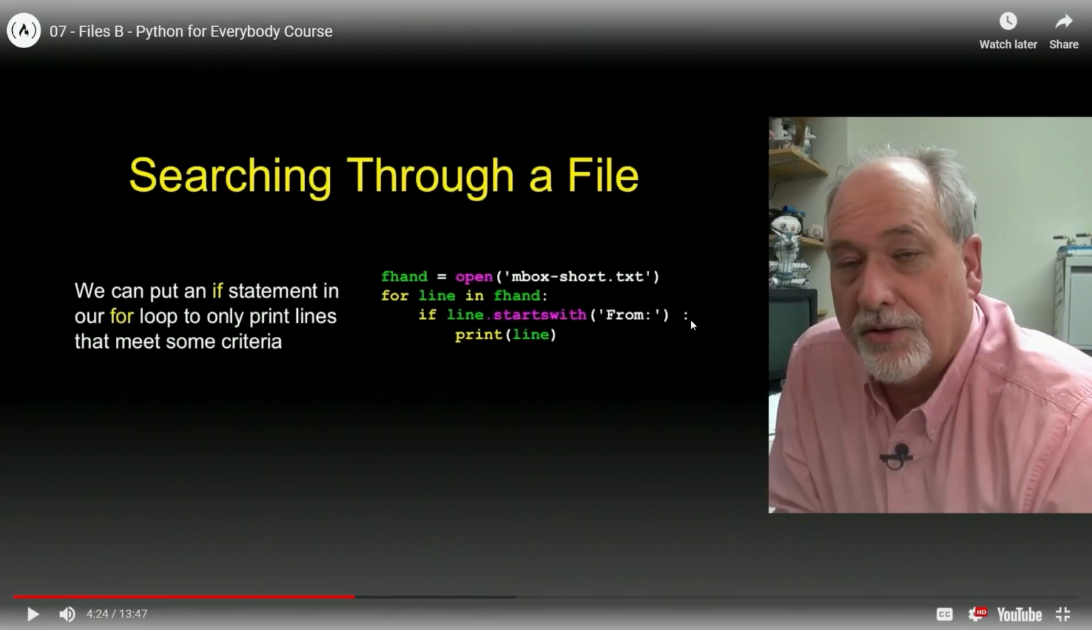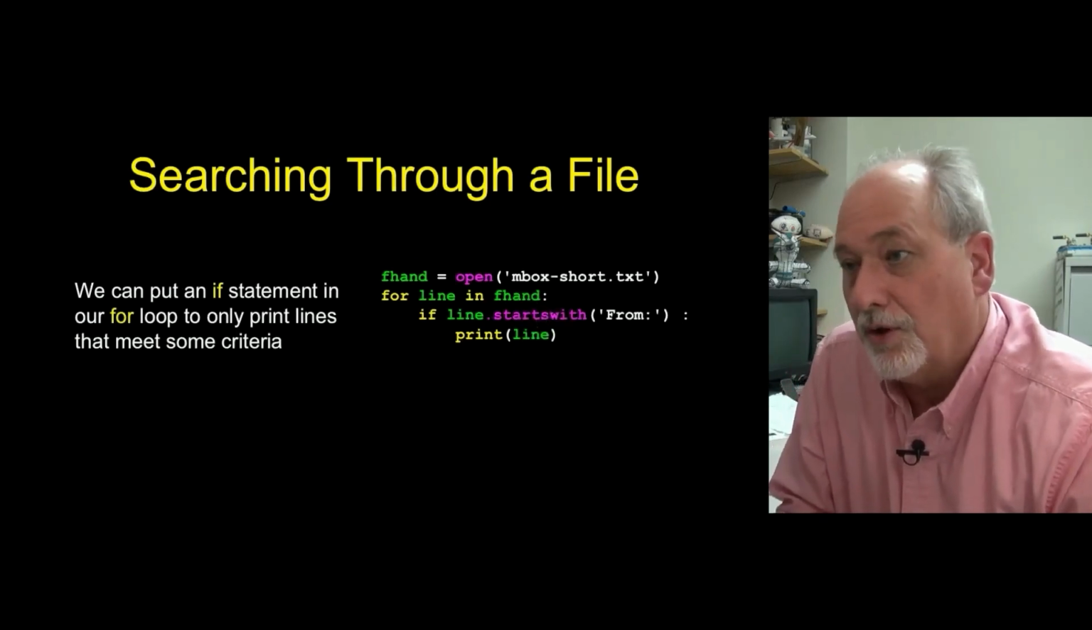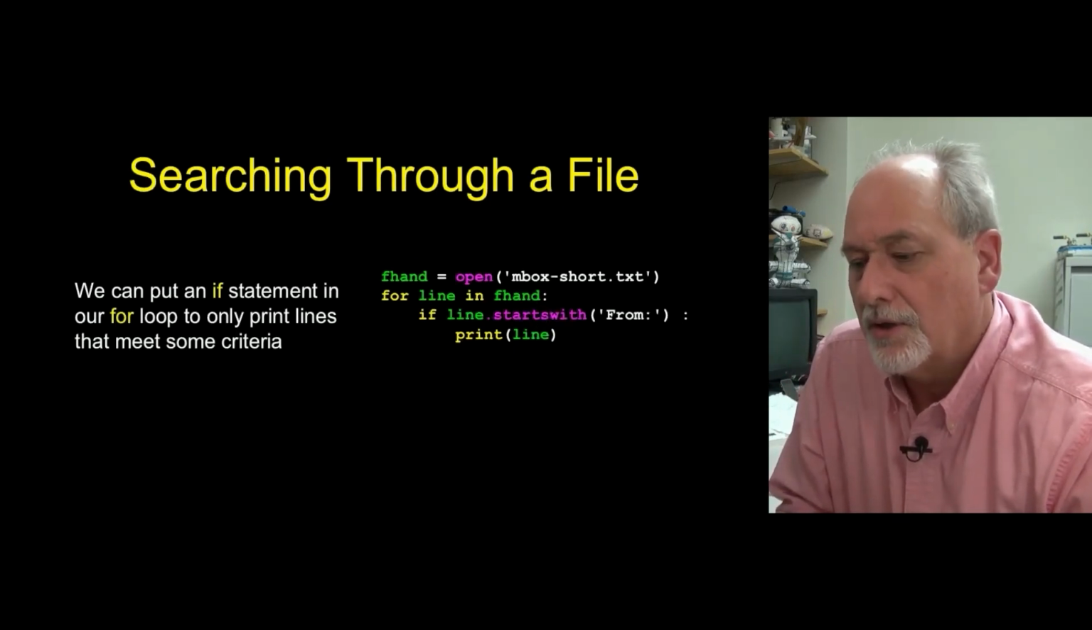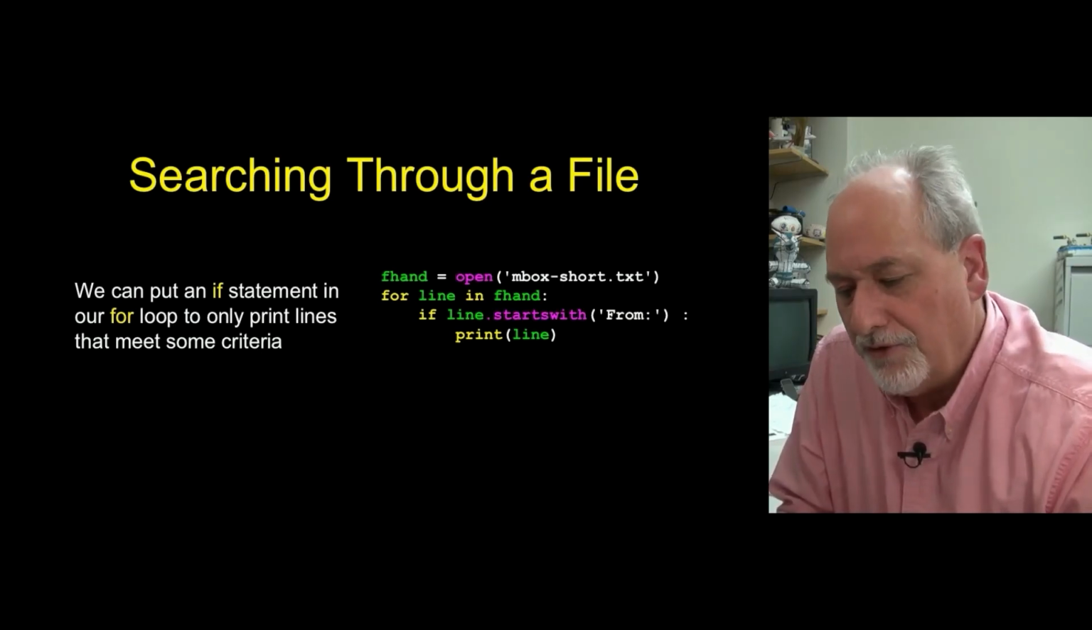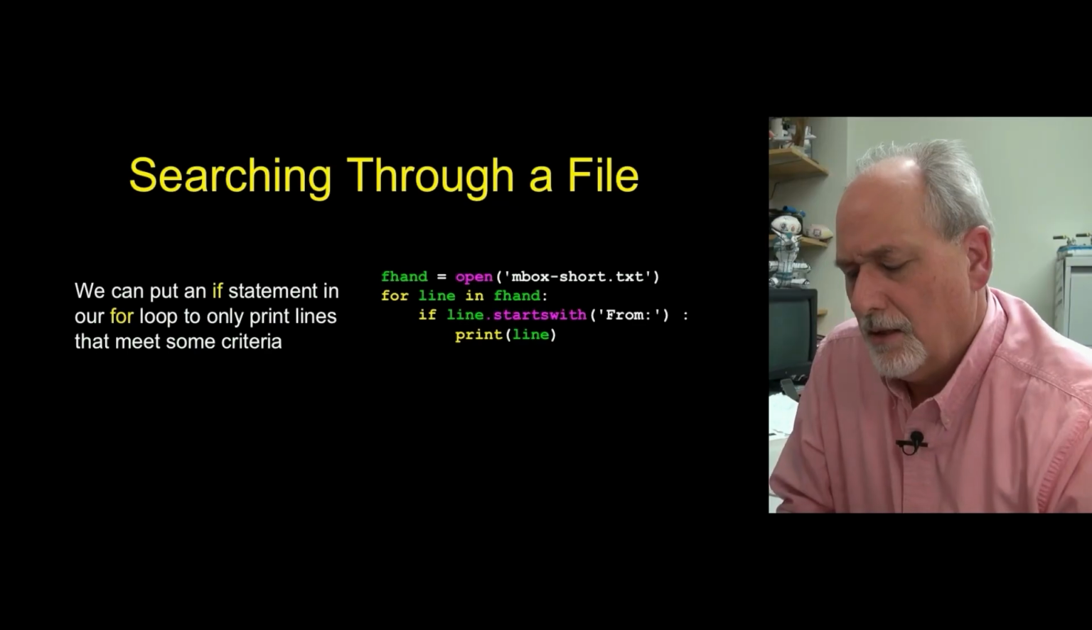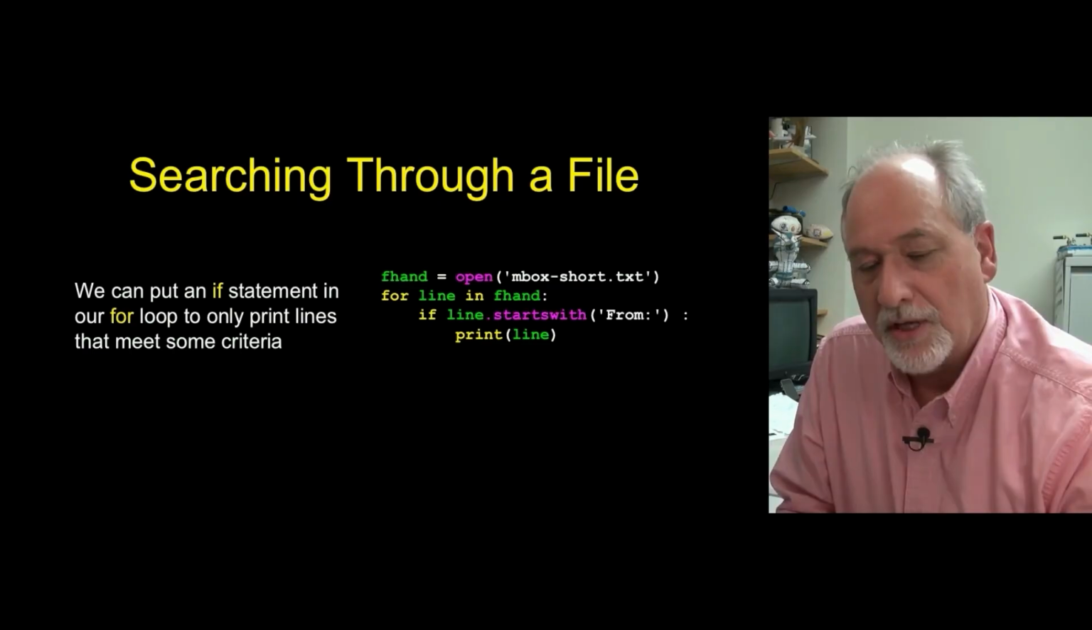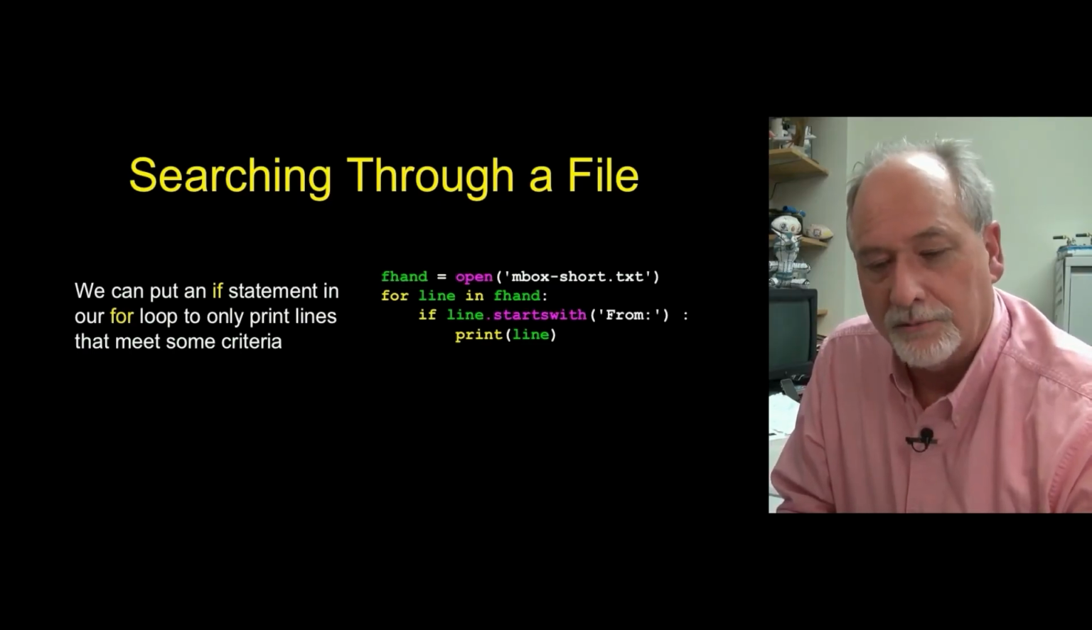Let's listen to him talk about it. Searching. We did this loop where you're looking for something, and so we're going to search for lines that have a prefix of From. Okay, that's what we're going to do, and we're going to print those lines out. So there's lots of lines in this file.